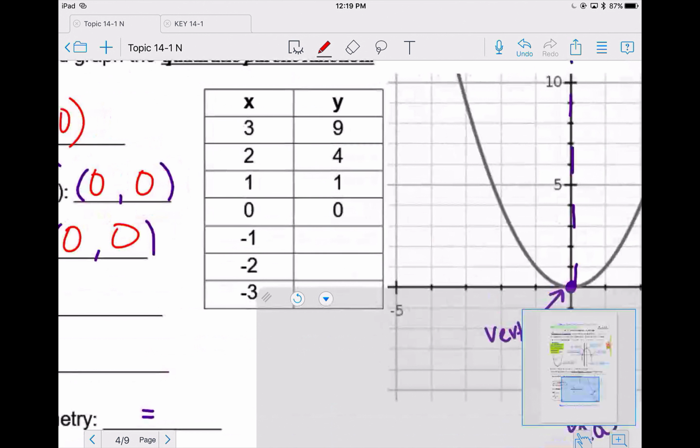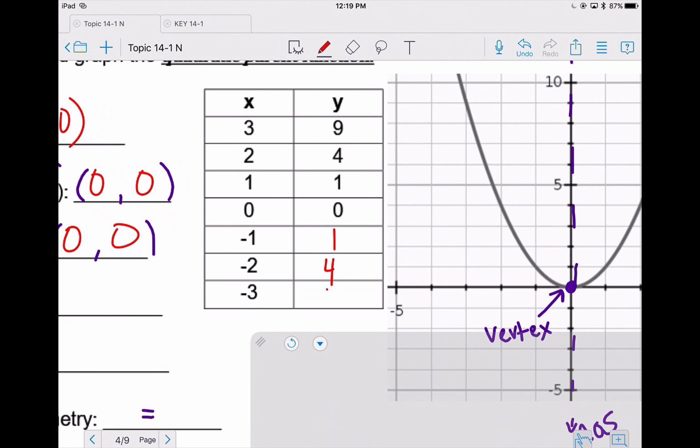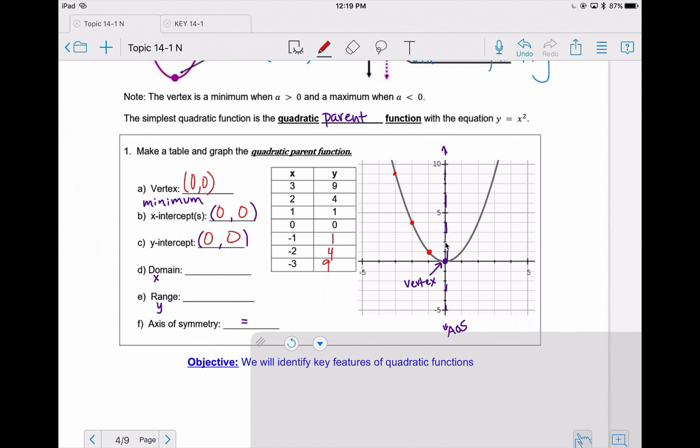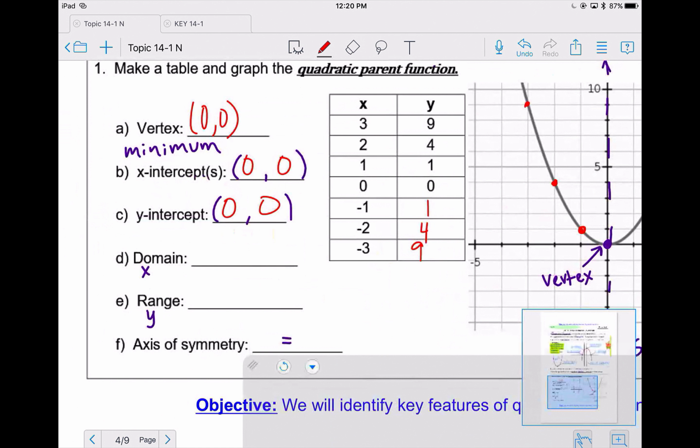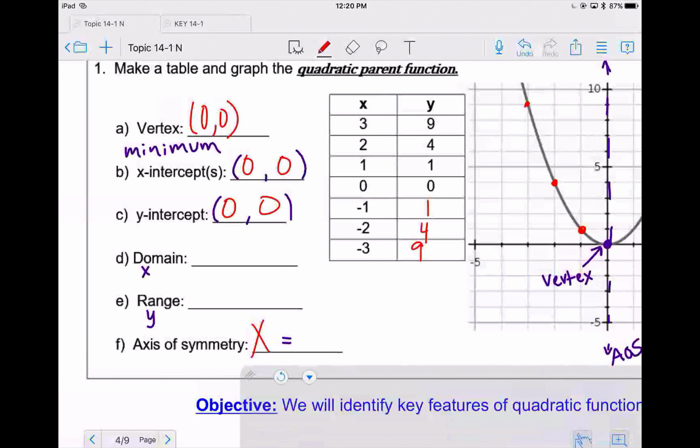To fill in the table, everything bounces back up. So when x is negative 1, y is 1, negative 2, 4, and negative 3, 9. So notice, my axis of symmetry is where these points will meet. So negative 1, 1 and 1, 1 are the same on the right and the left, and they will meet in the middle. Your axis of symmetry, I know it's down here at the bottom, is x equals the x point from your vertex. So because my vertex is 0, 0, my axis of symmetry is the equation x equals 0.